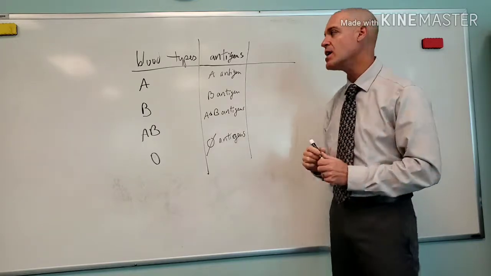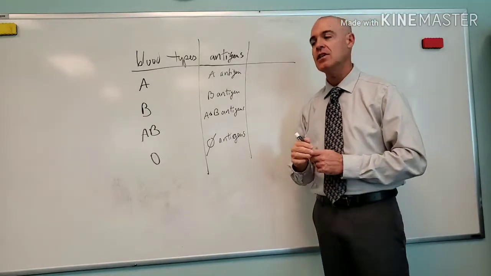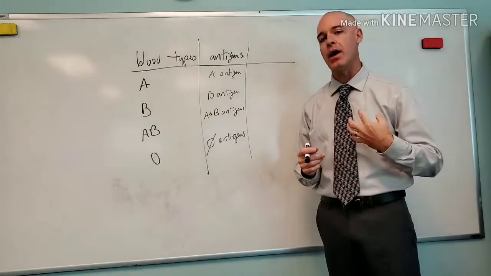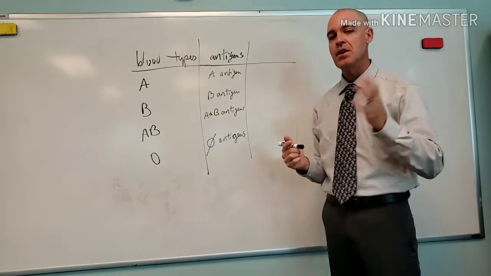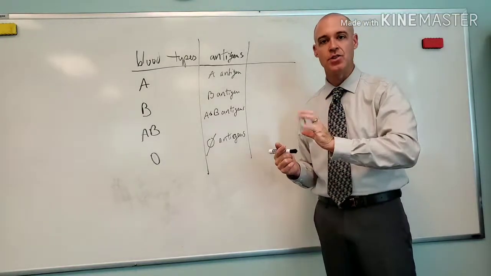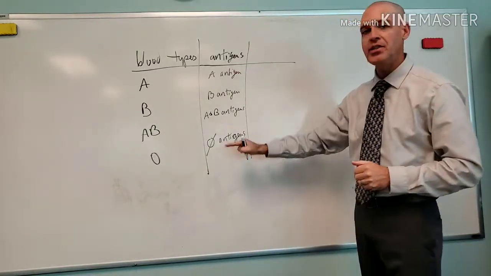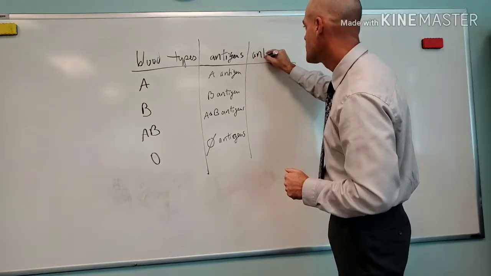Why is that the case? Well, it has to do with the fact that I might have antibodies in my body as well. I might have antibodies in my particular blood type that might react with the antigen. So certain blood types have antibodies. So let's put these here.